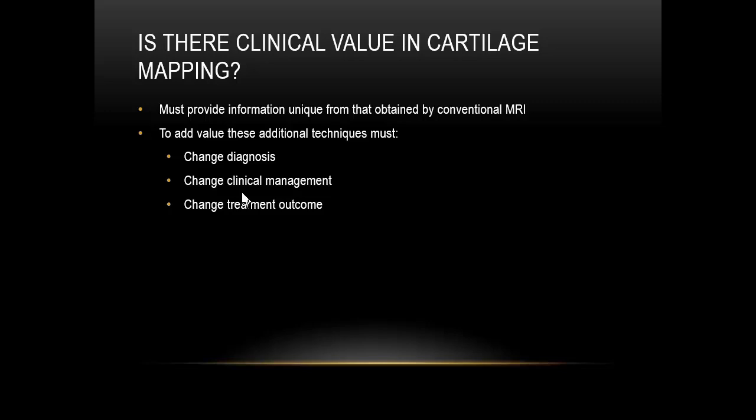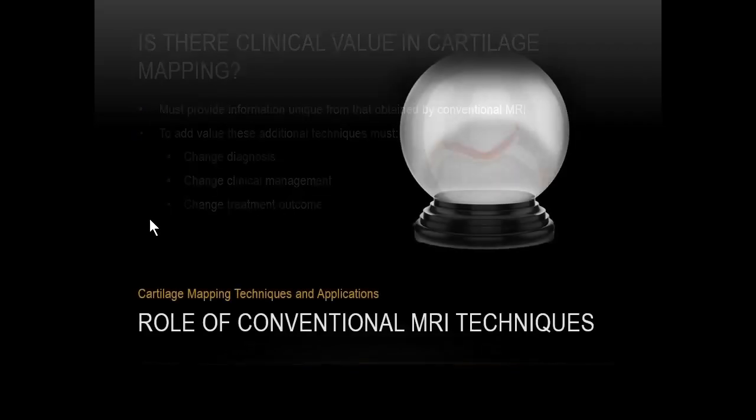They must also change clinical management. I think we saw a very nice example of that with the dGEMRIC technique, where we're using dGEMRIC not really to make the diagnosis of whether the cartilage is damaged, but to determine if the cartilage is normal, such that it's worth the investment of a large, major surgical correction for hip preservation. I think that is certainly one area where there's clearly a clinical tool for these types of techniques. And finally, the ultimate way of demonstrating value is to show that these techniques change management in a way that changes treatment outcome. Long term, that's what's going to determine whether these techniques have value or not.